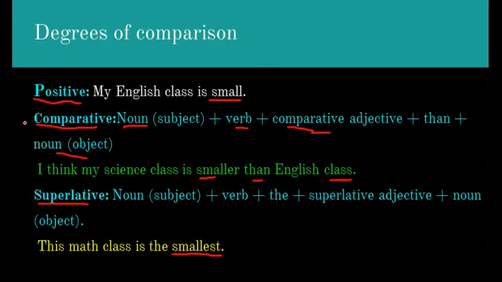Comparative degree compares a person or thing with another person or thing. A superlative degree compares a person or thing with the whole group of which that person or thing is a member. So in this sentence, the speaker is talking about all the classes he has. Math class is the smallest.